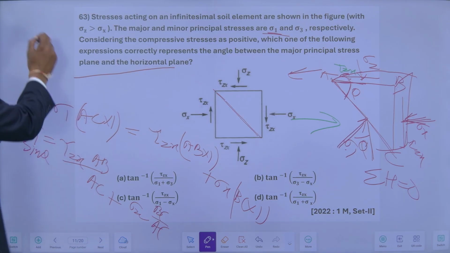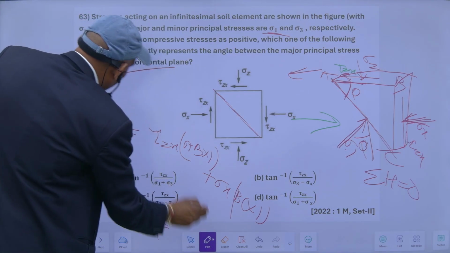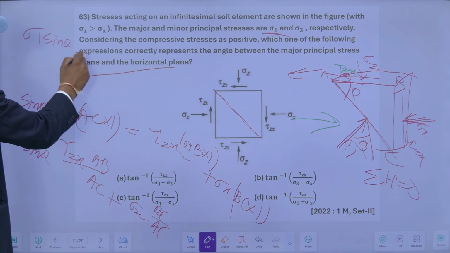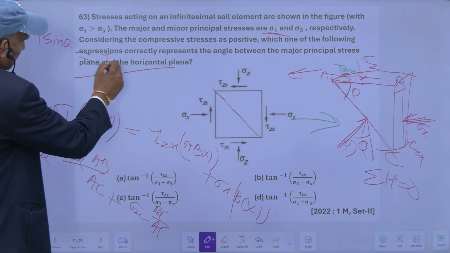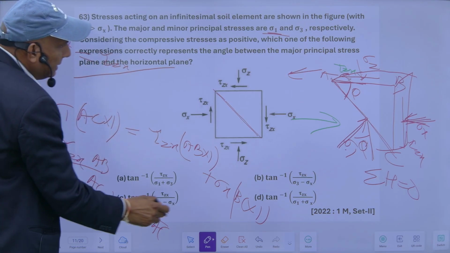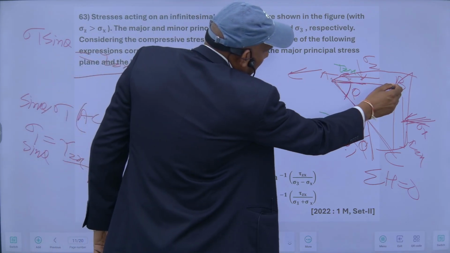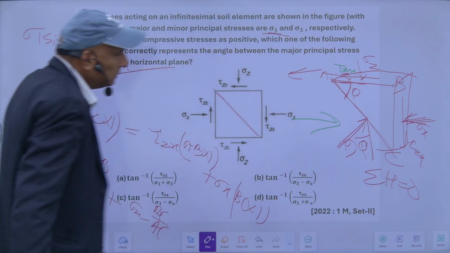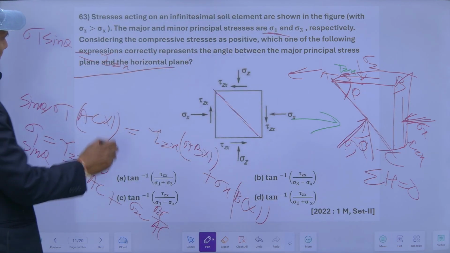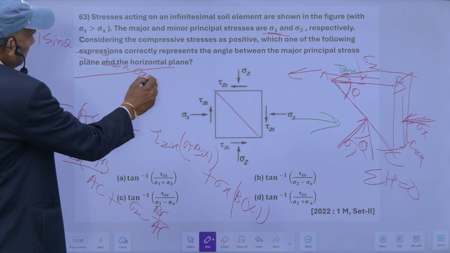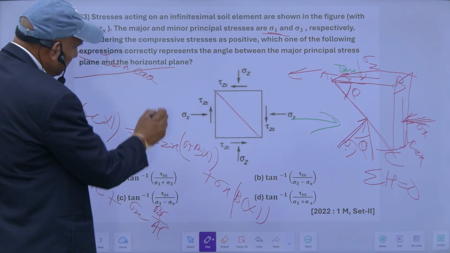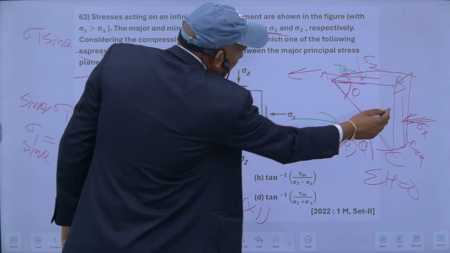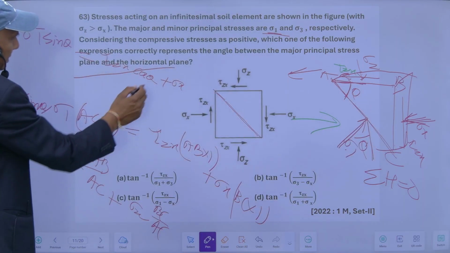So this is sigma 1 sin theta is equal to tau Zx AB upon AC, this AB upon this AC. So AB upon AC is equal to cos theta, plus sigma x, and this BC upon AC is equal to sin theta.